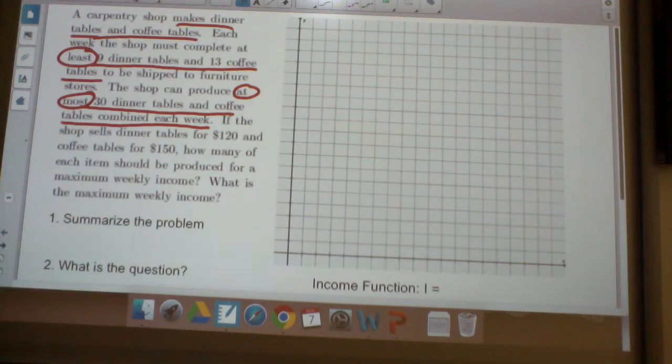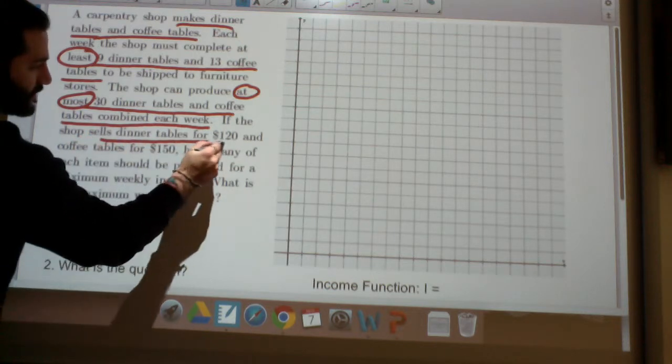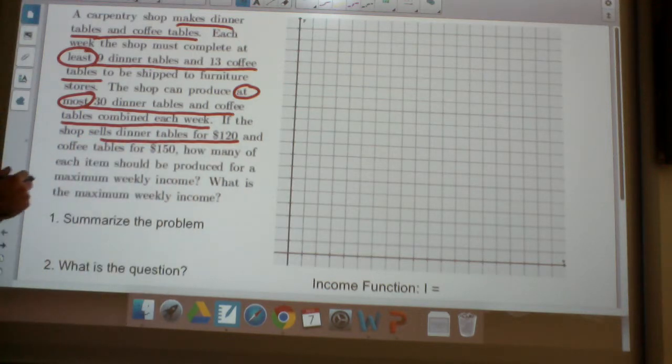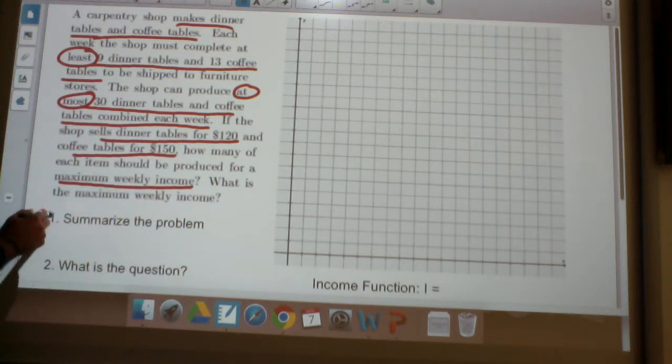Okay, remember when we talked about those vocab words, the at least, the at most. What do we mean by those? Those are going to help you form those inequalities. If the shop sells dinner tables for $120 and coffee tables for $150, how many of each item should be produced for maximum weekly income, and what is the maximum weekly income?